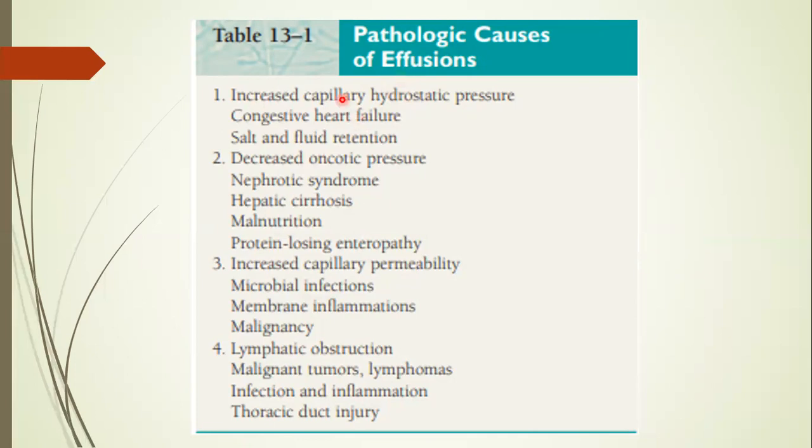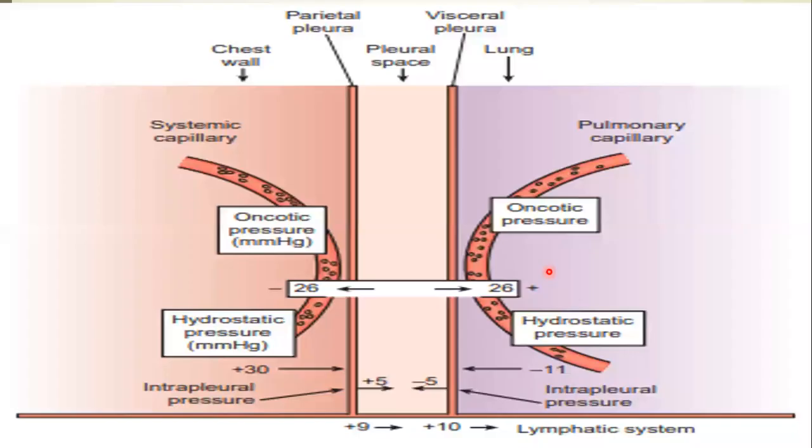For example, you have increased capillary hydrostatic pressure, which is usually associated with congestive heart failure, salt and fluid retention, and among others. Okay. So this is what I've been telling you, that there are four major forces maintaining a correct, normal volume of your serous fluids in the serous body cavities.